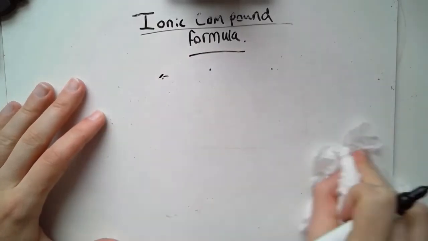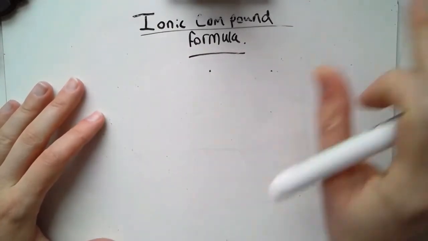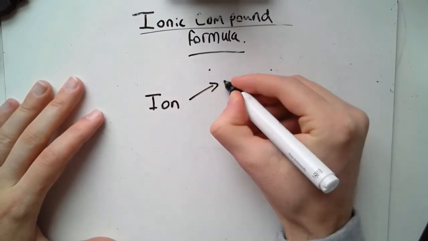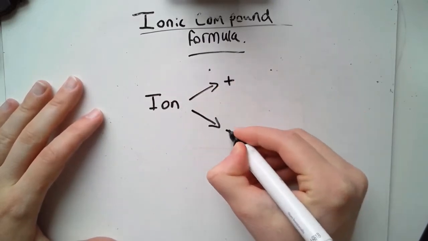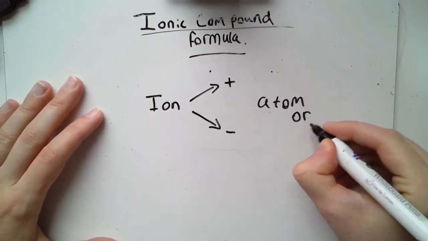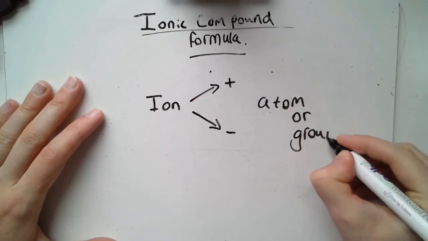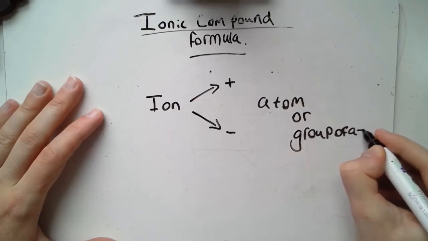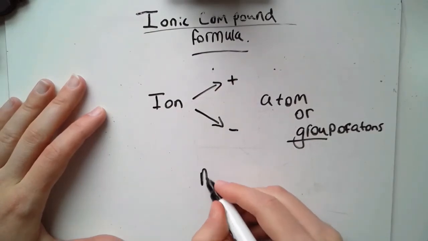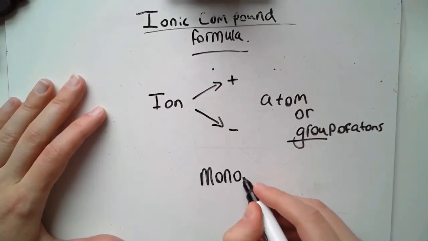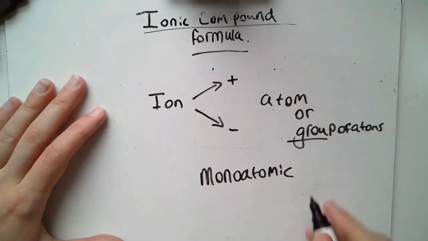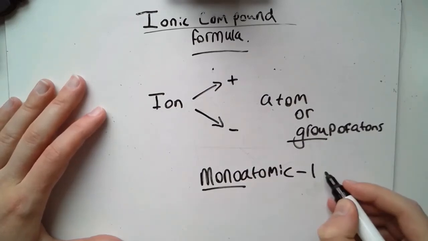Now, we know the definition of an ion is either a charged atom or group of atoms. The ions we just looked at are called monoatomic ions. They are made of one atom. Mono meaning one.